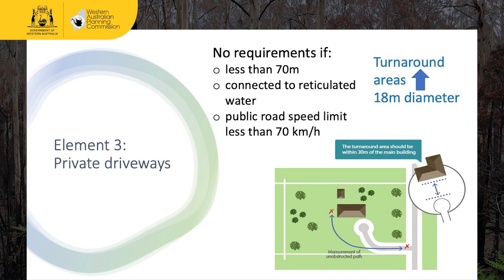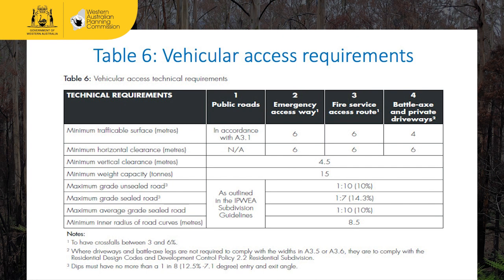The length of the driveway to the proposed house has increased from 50 metres to 70 metres within the acceptable solution. The turnaround area diameter when a building is captured by the private driveway requirements has increased from 17.5 metres diameter to 18 metres. Table 6 has been revised to include perimeter roads and no-through roads as components of public roads in column 1. The 6 metre horizontal clearance distance for public roads has been removed. However, the minimum trafficable width and horizontal clearance figures for emergency access ways, fire service access routes, battle axes and private driveways has remained the same.